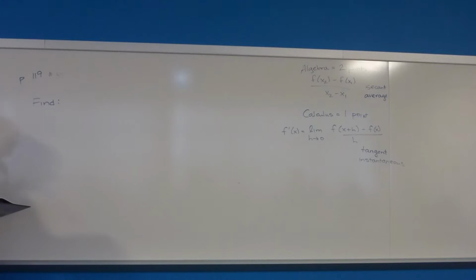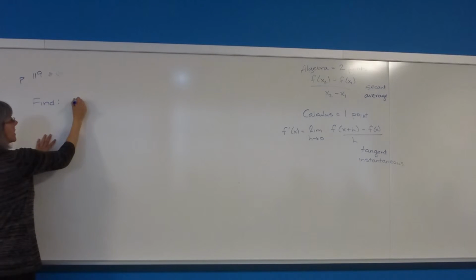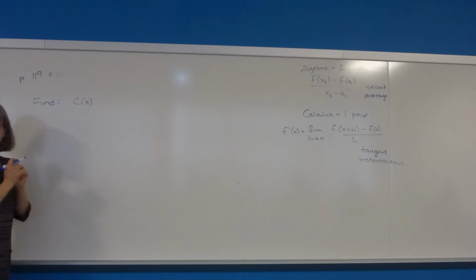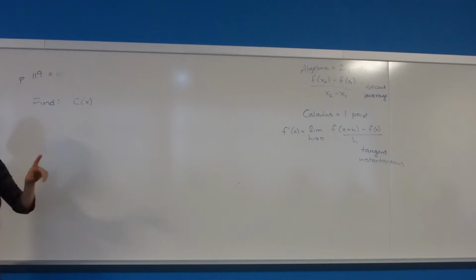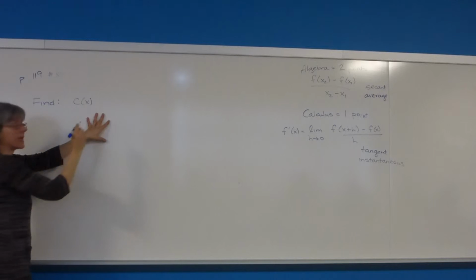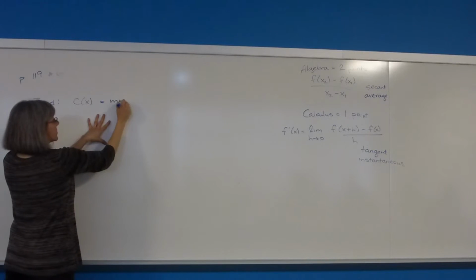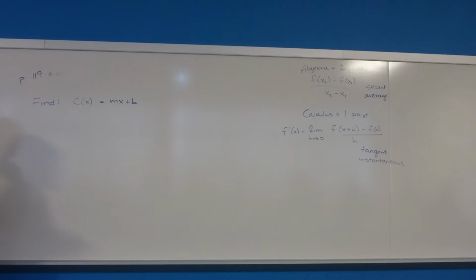So it says a company manufacturing snowboards has fixed cost of $200 per day, total cost of $3,800 per day for 20 boards. Assuming the total cost is linearly related to the output, what's manufactured, write an equation for the cost function. So the first thing I know is I'm trying to find an equation for C of x, and it's linearly related, so what do I know the form will take? mx plus b. This is what I'm trying to find.